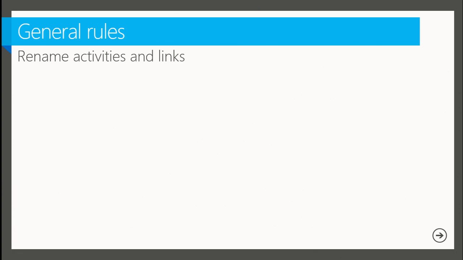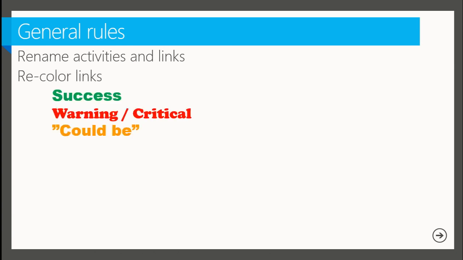And then also change the link colors. So when you connect links between activities, the link color is always black by default. But it's a good idea to change it, maybe to green for success, or red for error handling, or maybe yellow for could be. So you're building a visual path that shows me where the automation flows when it works and where it flows when it doesn't. Exactly.